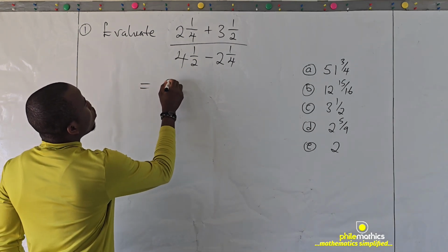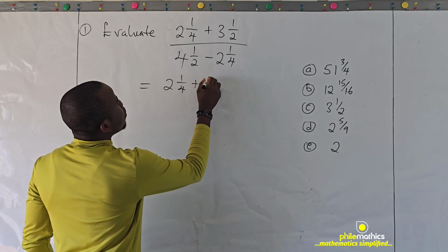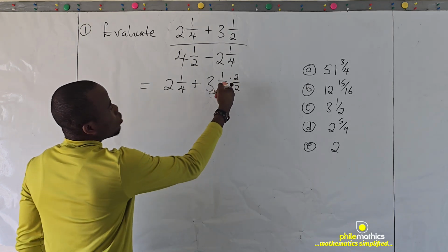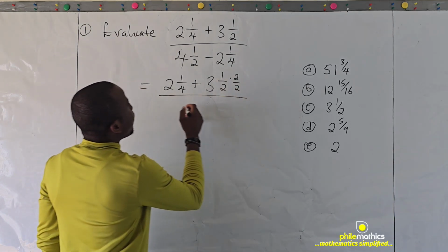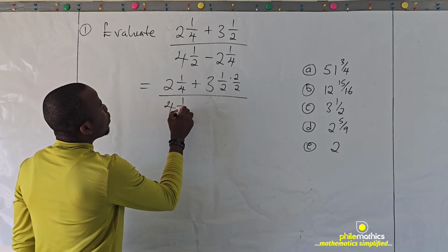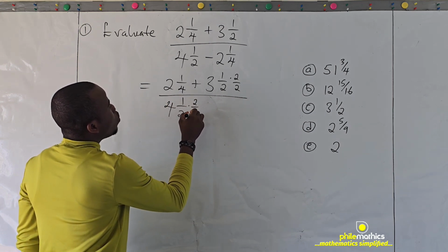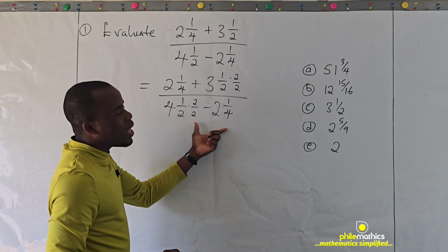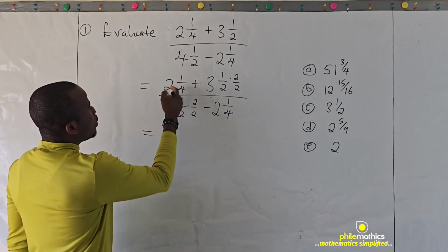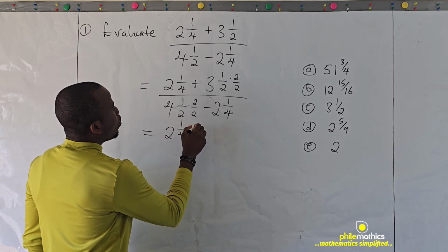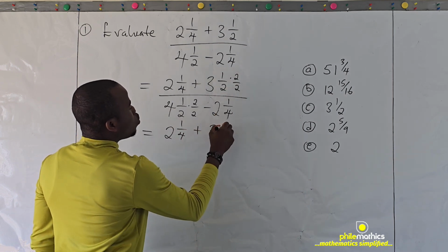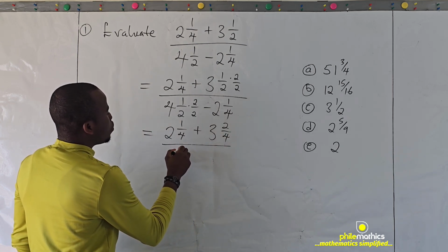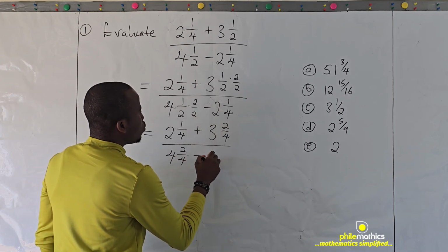So this is equivalent to 2 whole number 1 over 4 plus 3 whole number 1 over 2 times 2 over 2. I didn't change anything. So I'm just multiplying this over 4 whole number 1 over 2 times 2 over 2 minus 2 whole number 1 over 4. Just to make everything look the same so that I can easily add and subtract. So this is now 2 whole number 1 over 4 plus 3 whole number 2 over 4, over 4 whole number 2 over 4 minus 2 whole number 1 over 4.